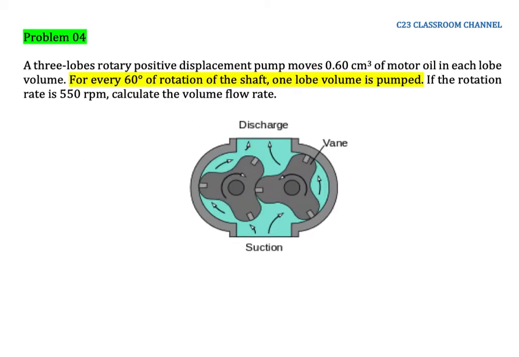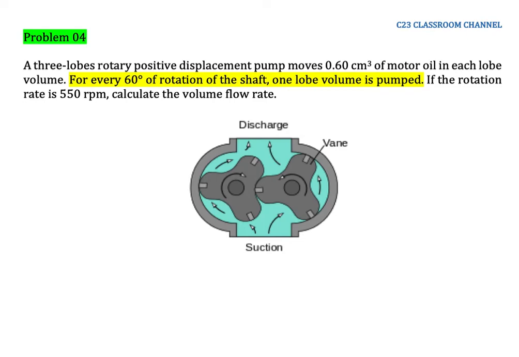And then this is question number 4. We have a problem of this one. A 3 lobes rotary positive displacement pump moves 0.6 centimeter cube of motor oil in each lobe volume. For every 60 degrees of rotation of the shaft, 1 lobe volume is pumped. If the rotation rate is 550 rpm, calculate the volume flow rate.